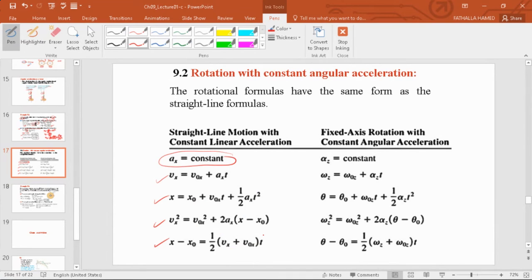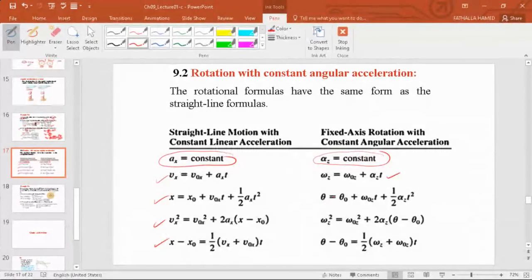We're following the same argument. So we're going to assume that we have constant alpha z, and if we do that, we will get a similar set of equations, but instead of Vx, we'll see omega z. That's our angular velocity now. It should be omega z equal to omega 0 z plus alpha z t.